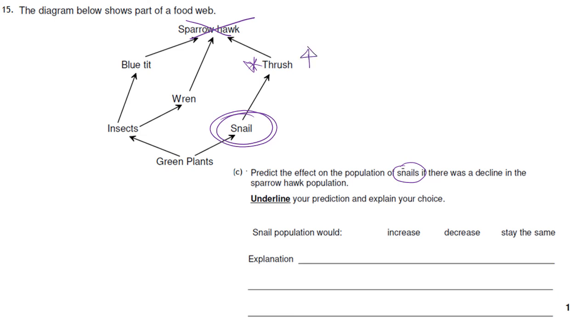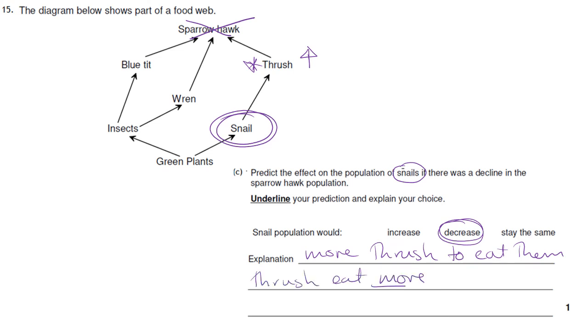If I take the sparrowhawk out, what's going to happen to the thrush? Thrush are going to increase. So what's going to happen to the snails? The snails are going to decrease. More thrush to eat them. Or you could think thrush, eat more snails. Either one.